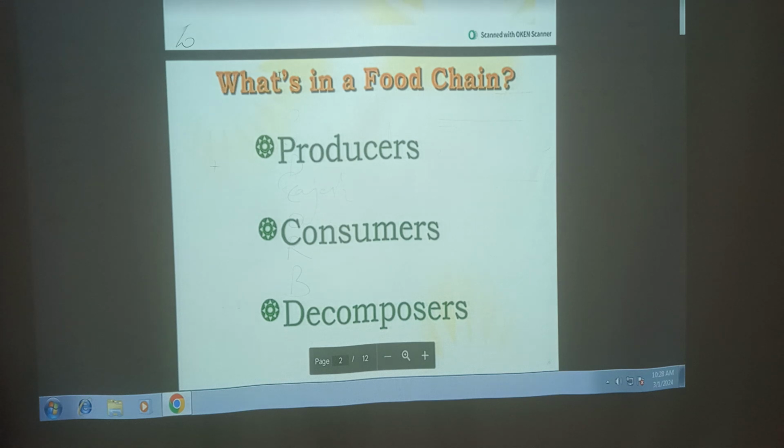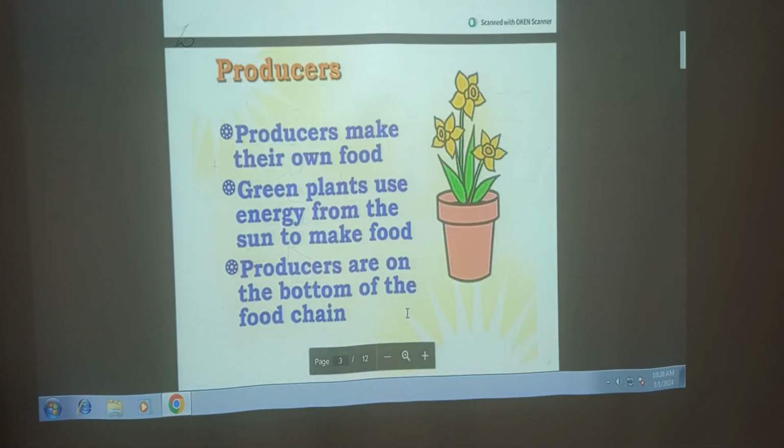So, what's in a food chain? Producers, consumers with three parts: primary, secondary and tertiary, and finally decomposers. Producers make their own food. Green plants use energy from the sun to make food. Producers are at the bottom of the food chain. Chlorophyll is present, and magnesium is important to the photosynthesis process, so they prepare food autonomously.